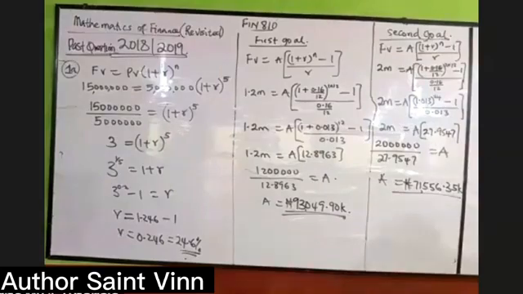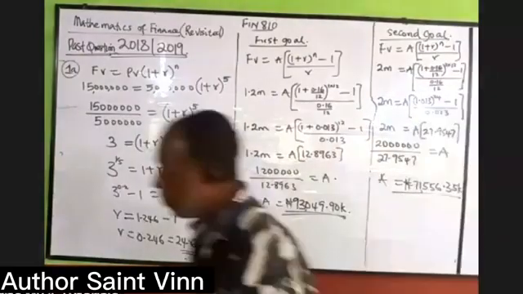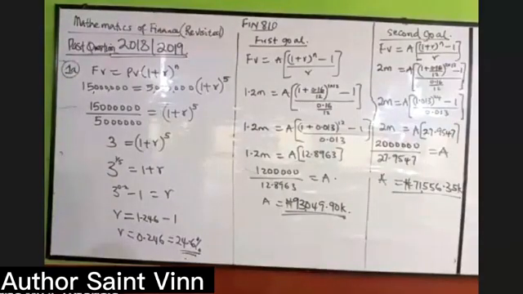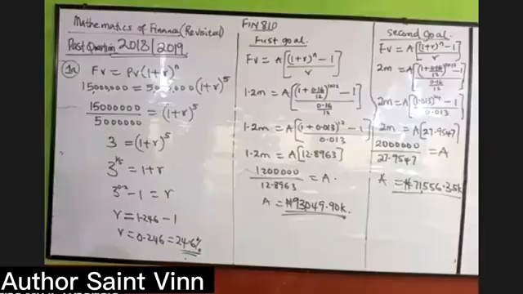Please check back the final answer. Check the final answer, please. Is it 71,000? It will be 71,544. Is that 27 correct? Yes, 27.955. That one is correct.